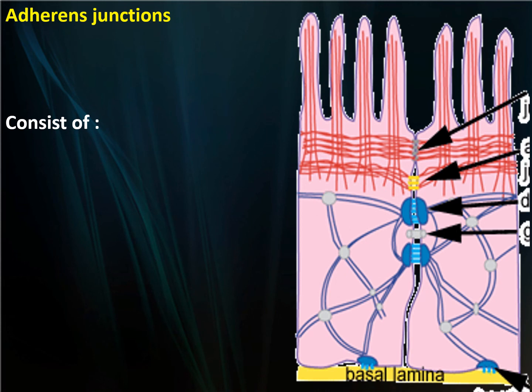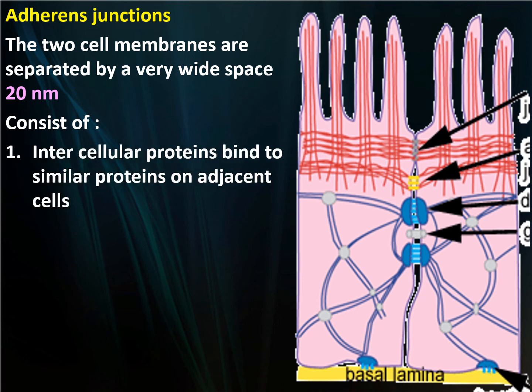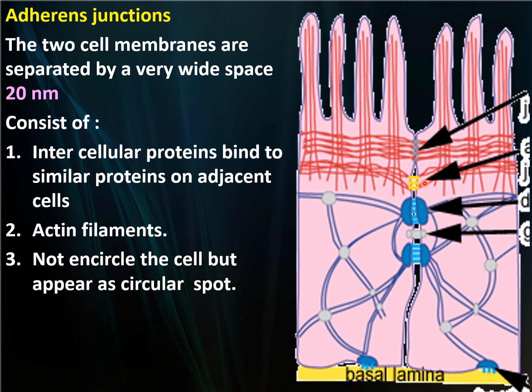The second type is the adherens junction. The space between the two cell membranes is about 20 nanometers. It consists of intercellular proteins. This yellow substance is the intercellular protein from the two adjacent cells. Also, we have actin filaments here and here. These actin filaments connect these intercellular proteins. They do not encircle the cell but appear as a circular spot.